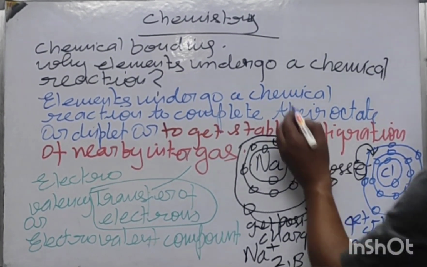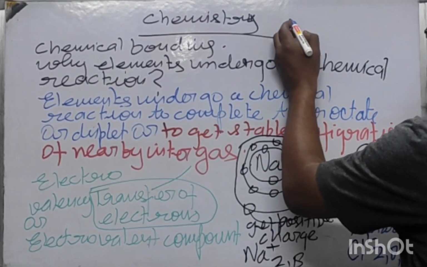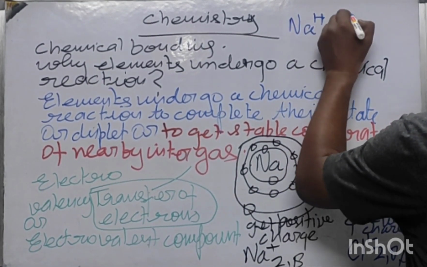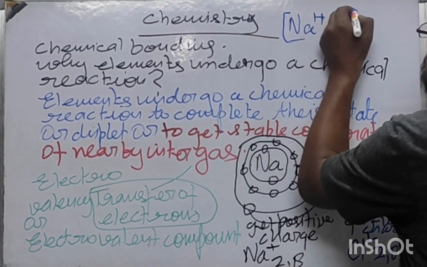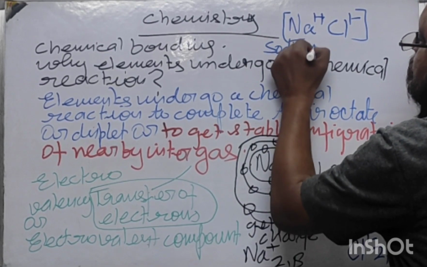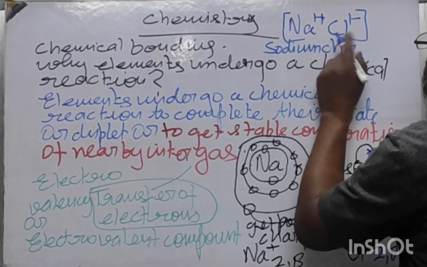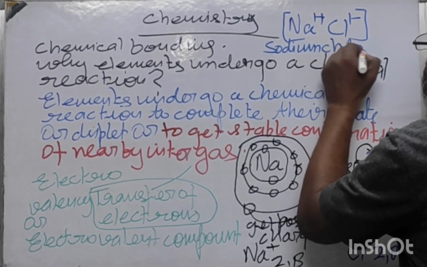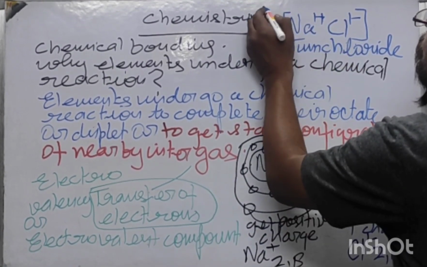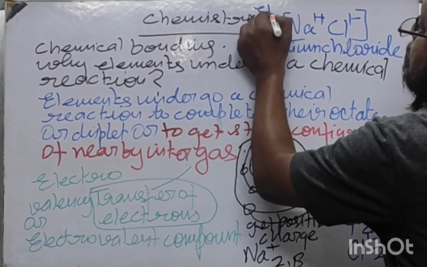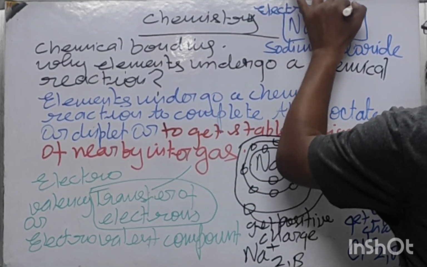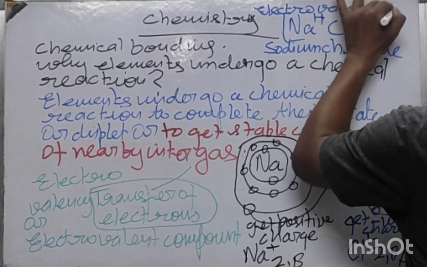Now they combine together and form Na 1 plus Cl 1 minus. This is sodium chloride. Sodium chloride. And this is an electrovalent compound. Okay.